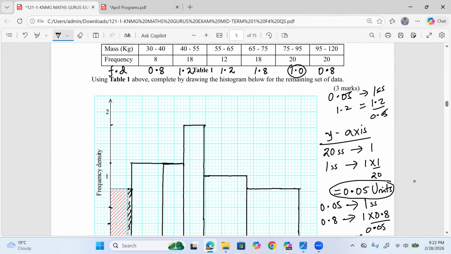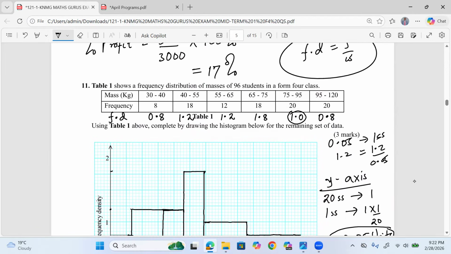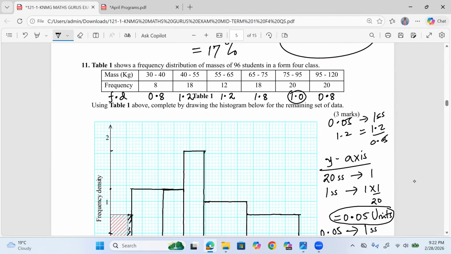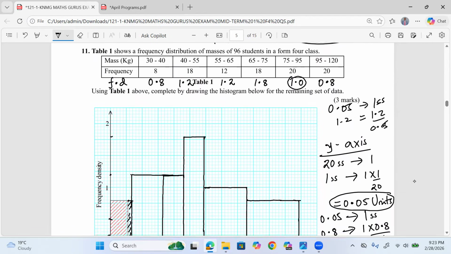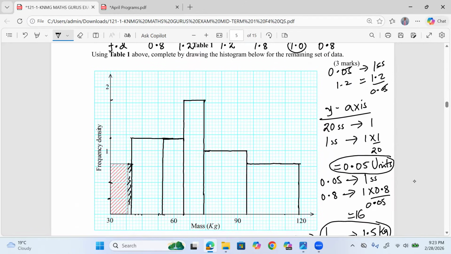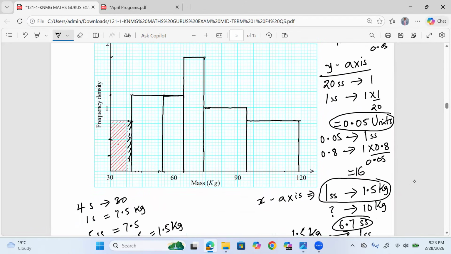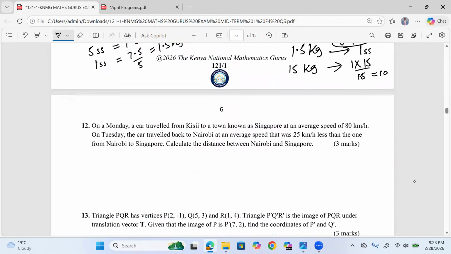Then another graph which features in paper 1 is the frequency polygon. For the frequency polygon, you plot frequencies against the midpoints of every class. Frequency against midpoint gives you the frequency polygon. Then you connect the coordinates using straight lines.